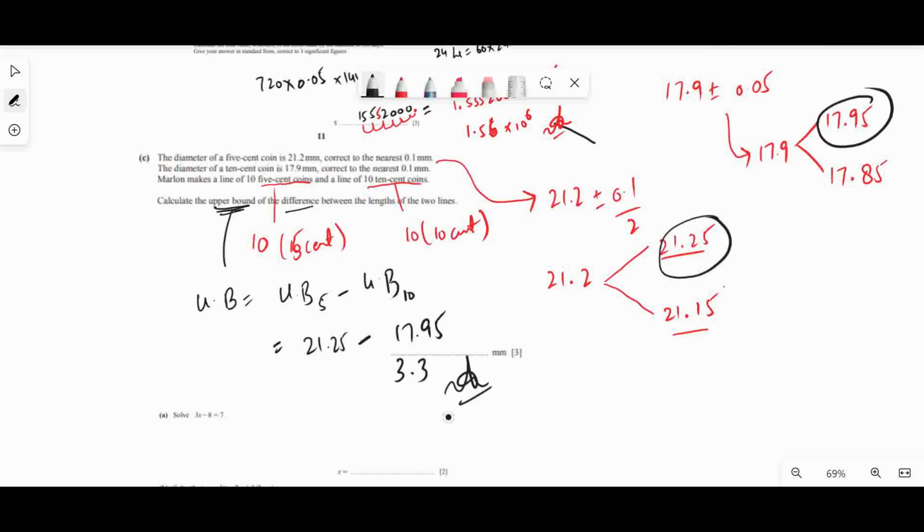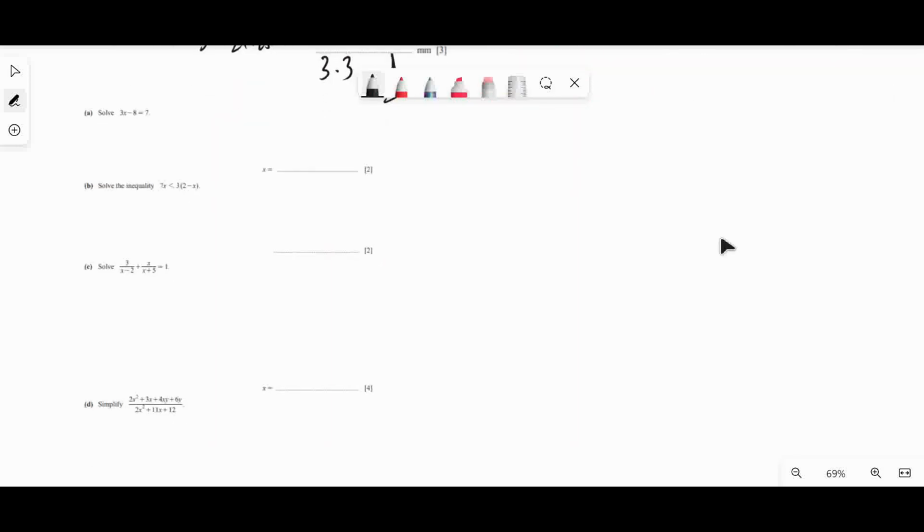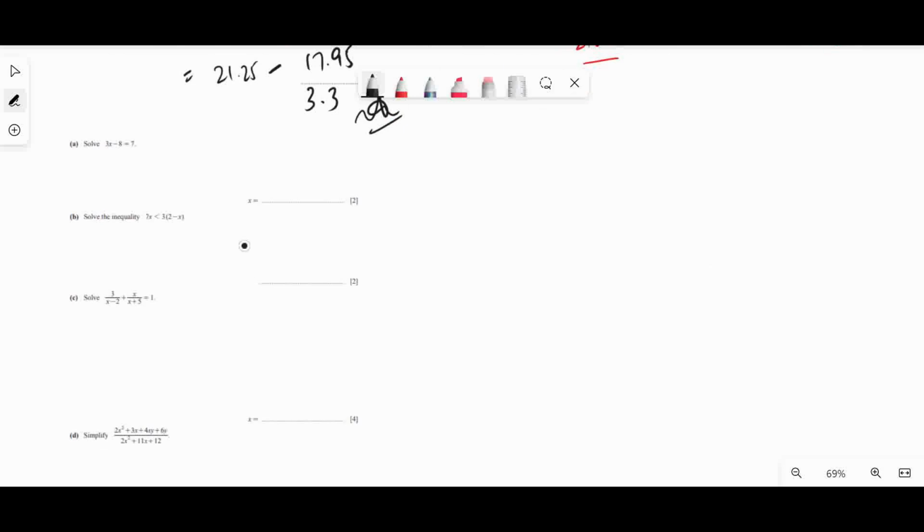I hope that the concept is clear. Let's move to the next question. Now this is the next question. Solve this. This means that 3x is equal to 7 plus 8. So 3x is equal to 15 and x will be equal to 5. This will be the final answer. Let's move to the next one.